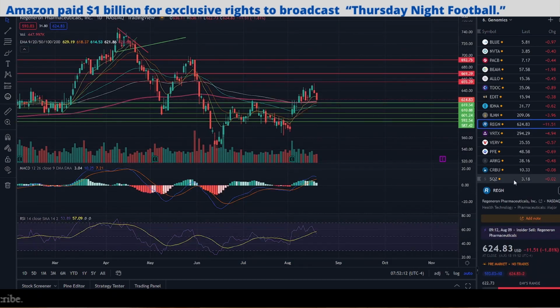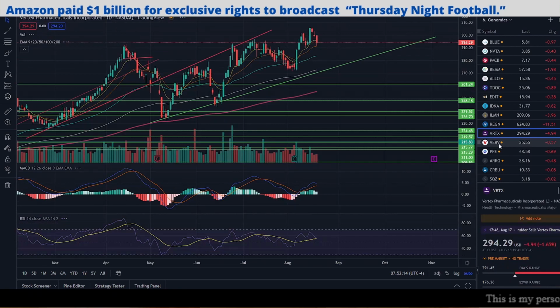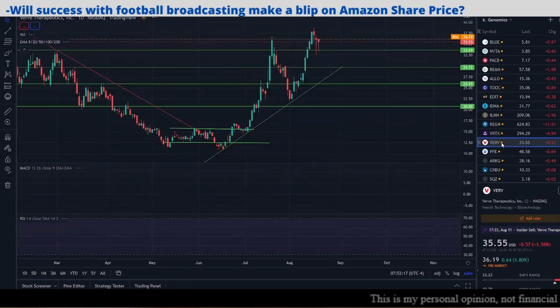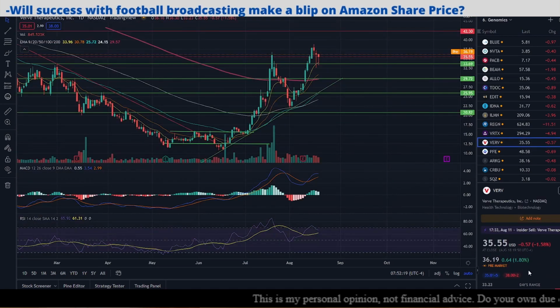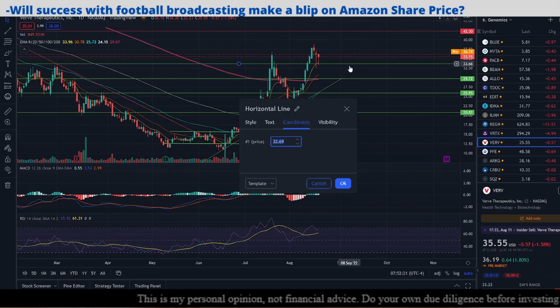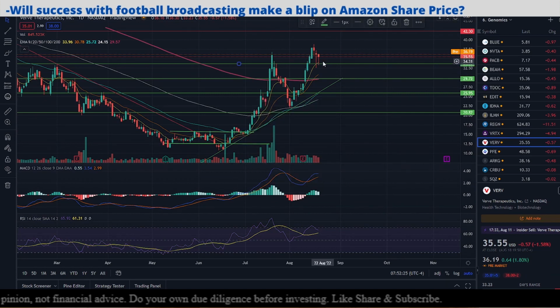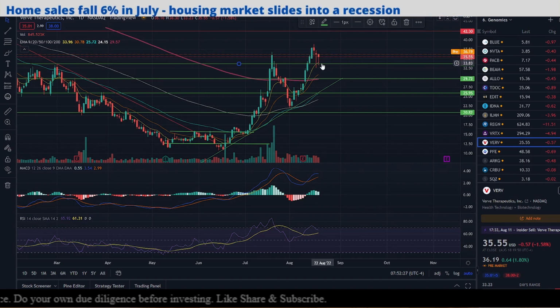And Regeneron, I'm going to skip Regeneron Vertex, and I'm going to go to Verve directly. Verve is up 1.80%. It is recovering from this horizontal line of support at 33.69, and I think it's going to stay above the 9-day exponential moving average today, which is sitting at 33.96. So that's going to be the absolute bottom for today.